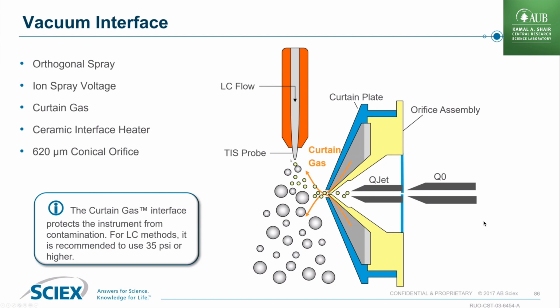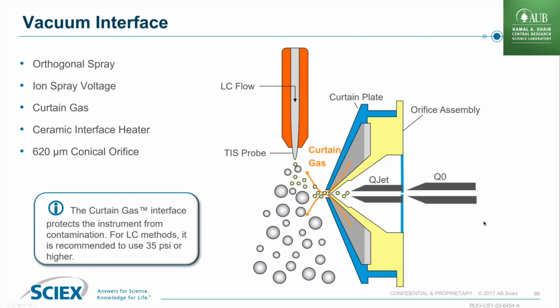On this side, you see we are on the side of the source. This is atmospheric pressure. And here we have Q-jet, Q0, and then quadrupole. This is inside the vacuum of the instrument. So one side has atmospheric pressure, and the other side has the vacuum.